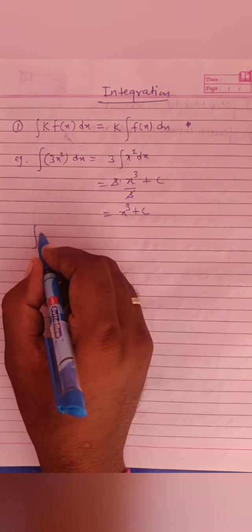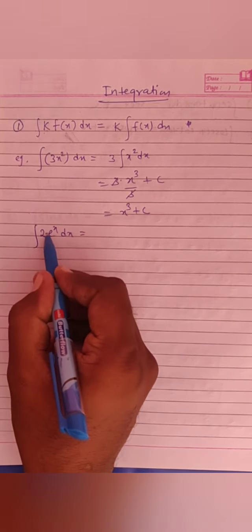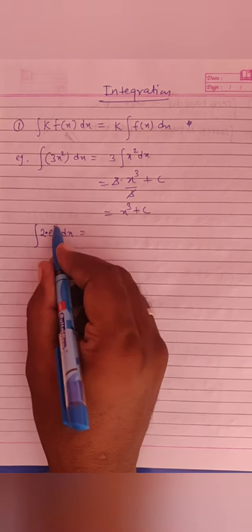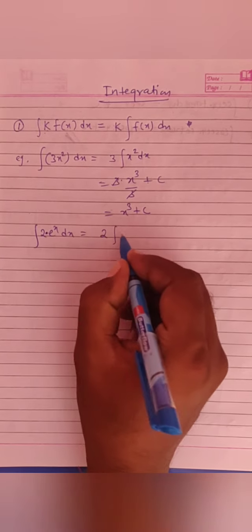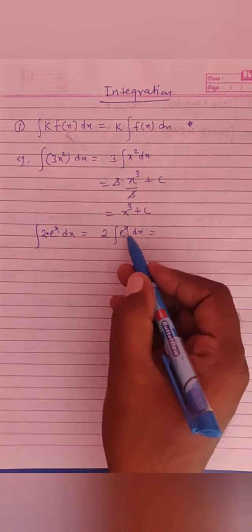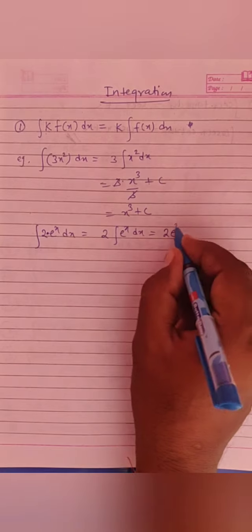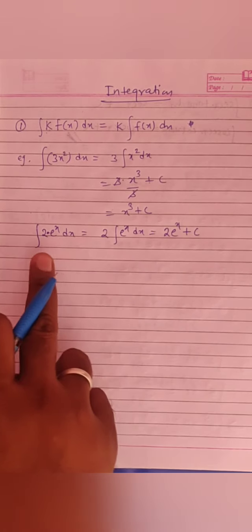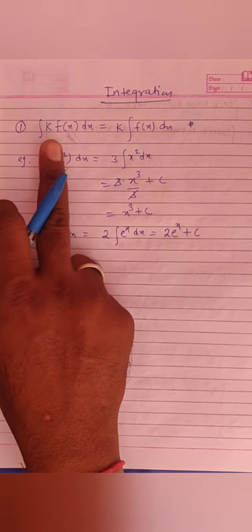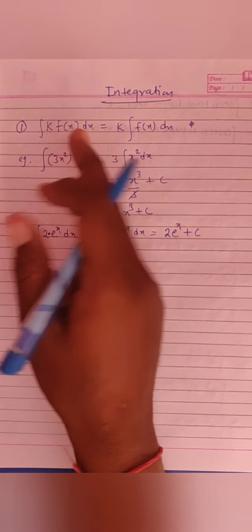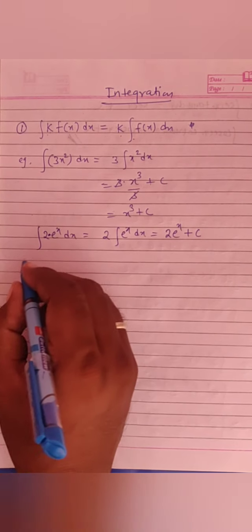Let us see the next. Integration of 2e raised to x. Now here we know that in 2 into e raised to x, 2 is constant and e raised to x is variable because it contains the power of x, or the terms of x. So in this you have to take 2 common and integrate e raised to x. Now you have to learn this formula. We know that integration of e raised to x is e raised to x. So 2 into e raised to x plus c is the answer. So the first rule of integration is: if you have constant and variable in product, then simply take the constant common and integrate the variable term.